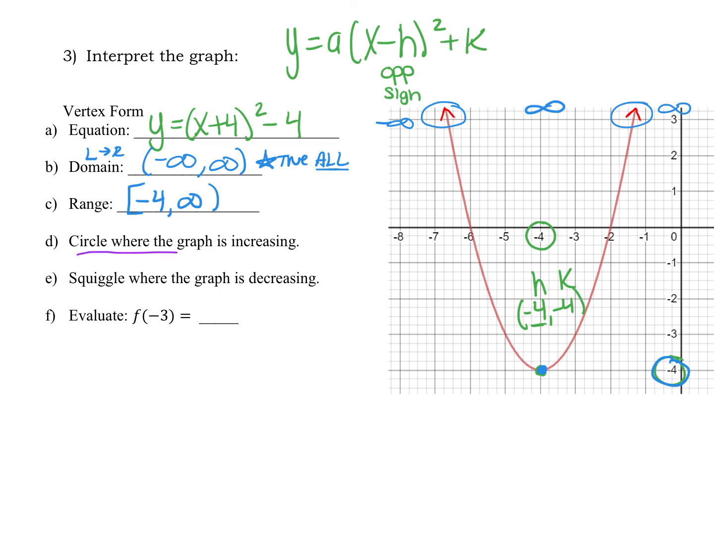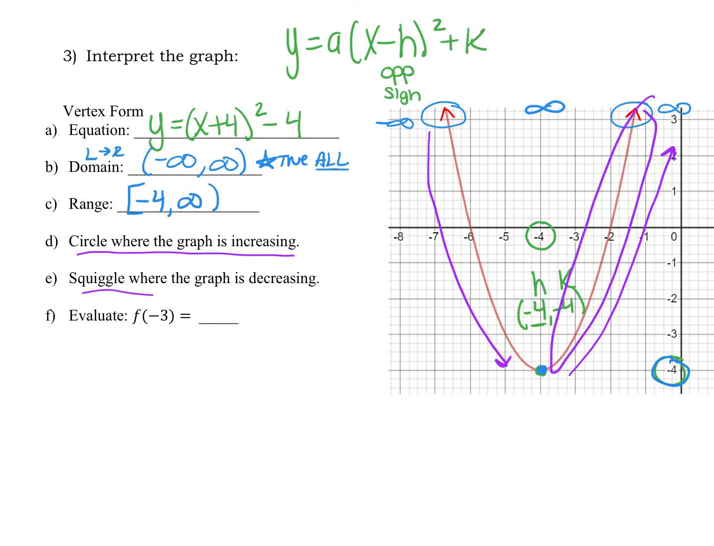Now it wants me to circle where the graph is increasing. So if I read a graph from left to right, I know that it's decreasing, then increasing. So it's going to increase here. And it wants me to squiggle where the graph is decreasing, so it's going to decrease here. The last thing it wants me to find is f of -3. So again, that's when x is -3. So x is -3 is right here. I'm going to go to my graph and then look at what the y value is, and the y value is also -3.